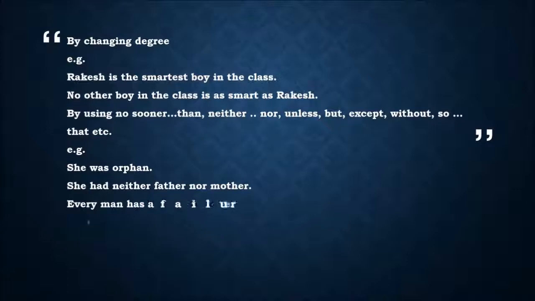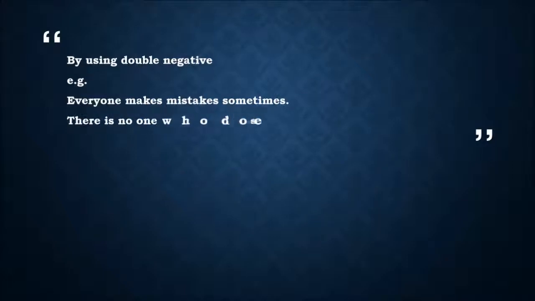E. By using double negative. E.g. Everyone makes mistakes sometimes. There is no one who does not make mistakes sometimes. F. By using none but in place of only. E.g. Only the smart deserve the award. None but the smart deserve the award.